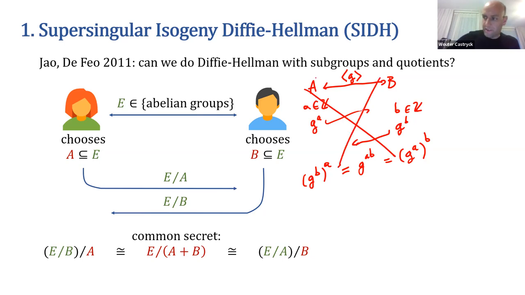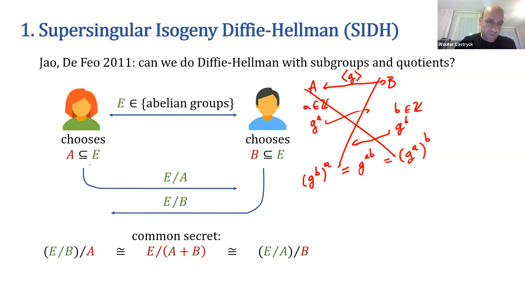Okay, so the design of SIDH fits within this search for alternatives to classical Diffie-Hellman. And so Jao and De Feo in 2011 started wondering whether one can do Diffie-Hellman with subgroups and quotients. So this is the high level picture. Alice and Bob now, instead of a cyclic group, basically agree on a set or a class of groups, if you want, and they pick a group in there. Let's call it E. This is, of course, suggestive notation because this will become an elliptic curve later on. And now Alice chooses a secret subgroup A of this group E. Bob chooses a secret subgroup B of this group E.